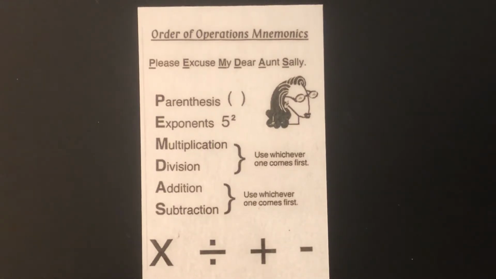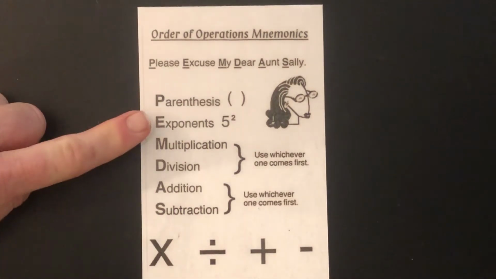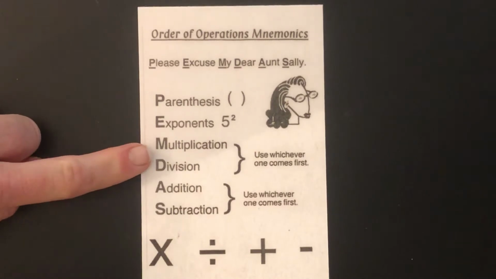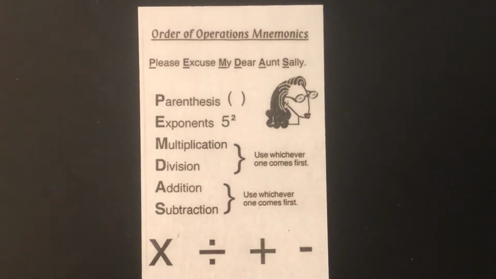With the order of operations, this is what you're used to. Please excuse my dear Aunt Sally. First parentheses, then exponents, then multiplication or division, whichever comes first, and then finally addition and subtraction, whichever comes first. That's what you're used to. However, I'm going to take you to the next level of things.